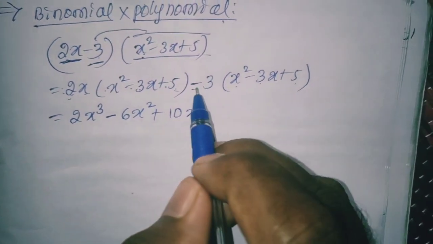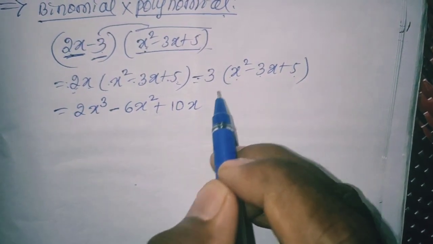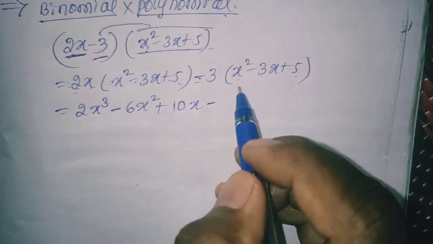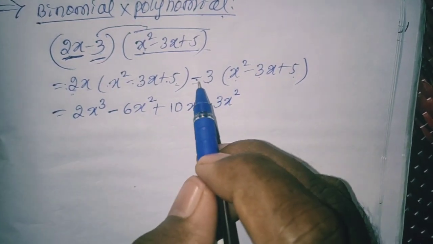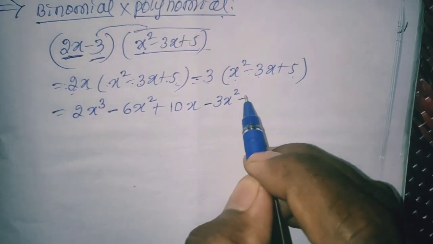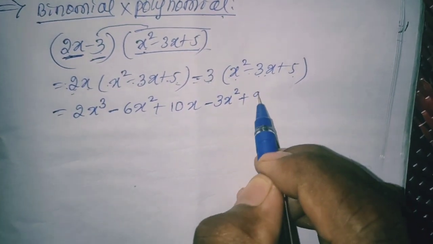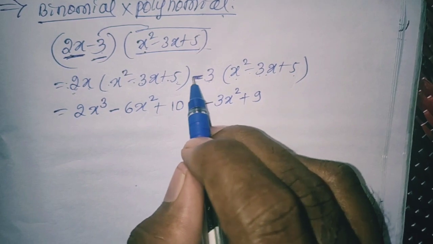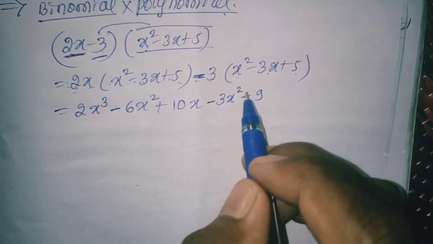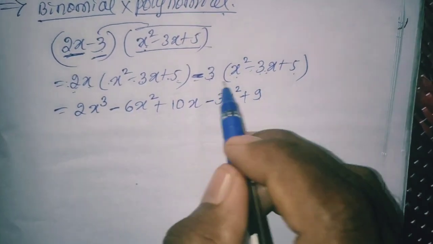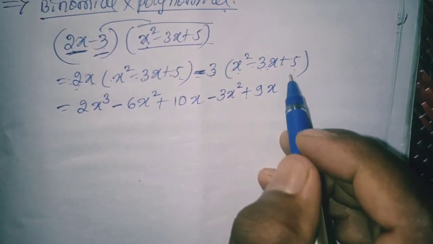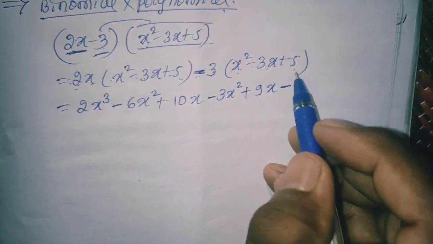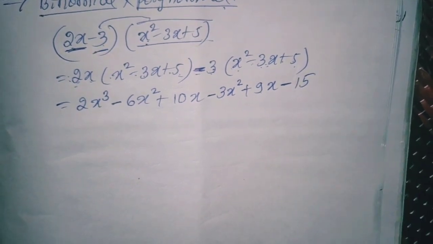Next, minus into plus, minus 3 into x square, 3x square. Now very, very important, see here, minus into minus, plus. 3 threes are 9. Here see, sign is very important. Minus multiplied with minus, we will get plus. 3 threes are 9, x is there as it is. Then minus is multiplied with plus, minus. 3 fives are 15.